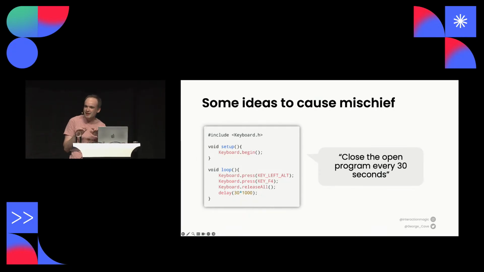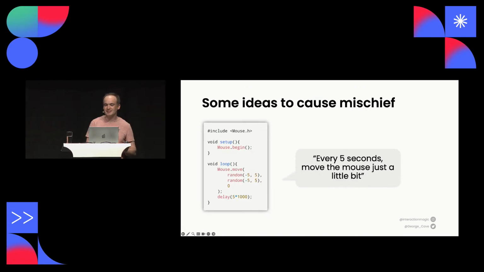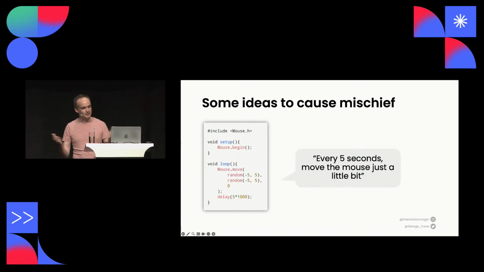Or if you're more into maybe kind of psychological warfare with one of your colleagues, then this technique's not just limited to keyboards. So you can appear as any HID device, a mouse or a joystick. And every 5 seconds, this will just move the mouse a little bit randomly in a different direction, with the consequences you might expect.